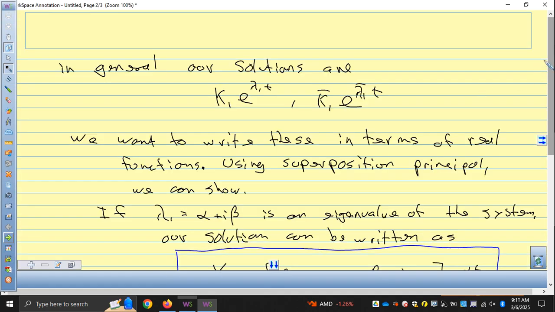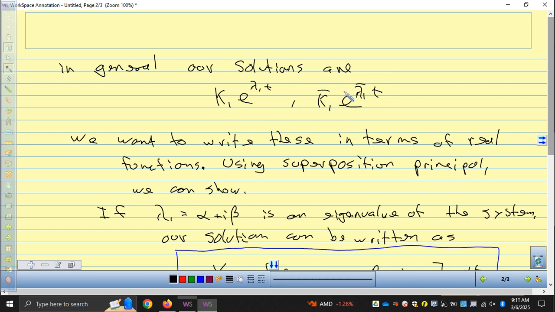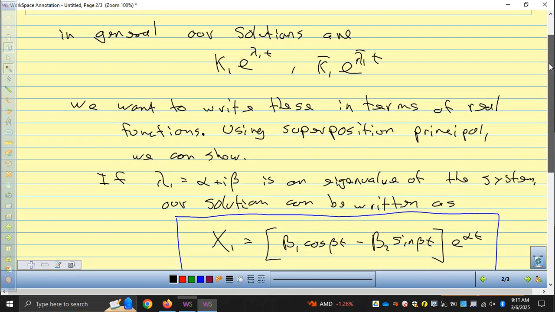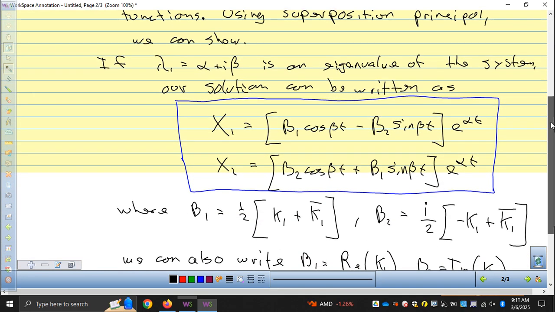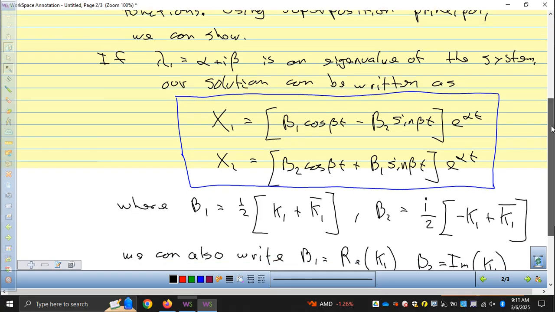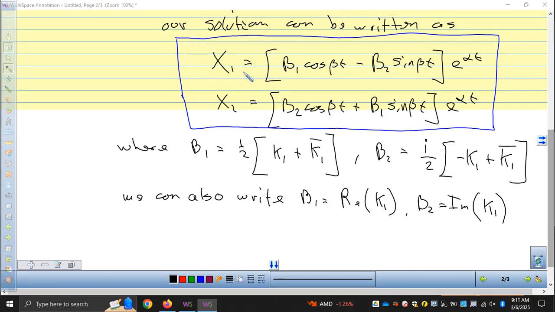Generally, our eigenvectors are going to be complex conjugates of each other, and our eigenvalues are going to be complex conjugates. We want to write those in terms of real functions. So we use a superposition principle, some algebra, and we can show that we can write our solutions in this way, where B1 and B2 are given by these expressions. I prefer B1 and B2 given by these expressions.